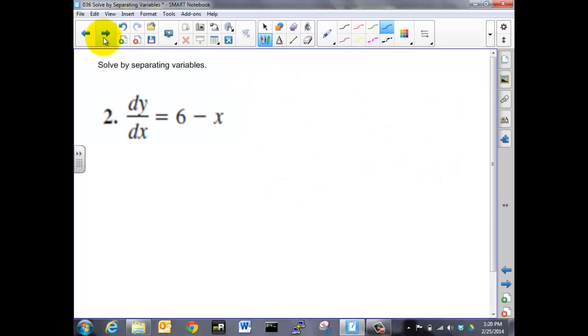For example, looking at this one, dy over dx equals 6 minus x. So we're going to multiply over, and we get dy equals 6 minus x dx. Well, we don't have a y.